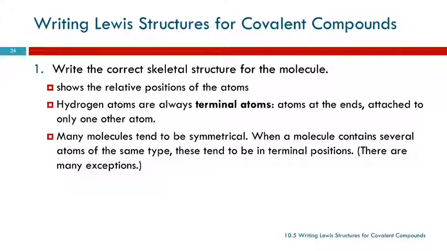And there are some guidelines, but I can't give you a set of rules that's always going to give you the correct answer. Hydrogen atoms are always terminal atoms, atoms on the end. Hydrogen only has one electron. It can only form one bond, so it can't be between two other atoms. It has to be on the end, just bonded to one. Another thing to keep in mind is that molecules tend to be symmetrical. So if you can make it nice and symmetrical, that's probably a good place to start.